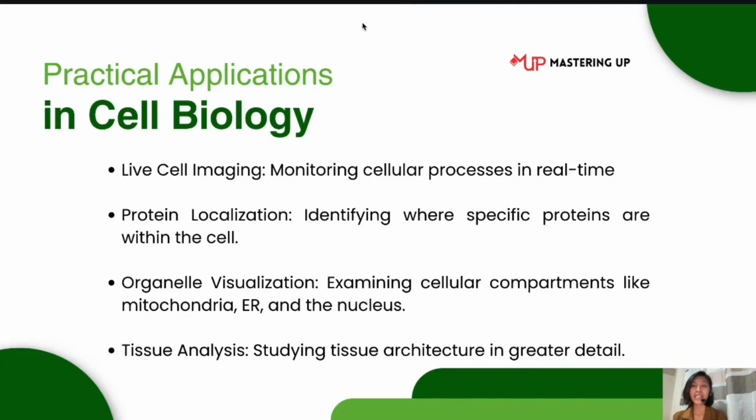Let's take a look at some real-life examples of how microscopy is used. First is live cell imaging. This is to monitor cellular processes in real time. Another one is protein localization. It is to identify where specific proteins are within the cell. Third one is organelle visualization. It is used to examine cellular compartments like mitochondria, the endoplasmic reticulum or ER, and the nucleus. And lastly, tissue analysis. This is used to study tissue architecture in greater detail.